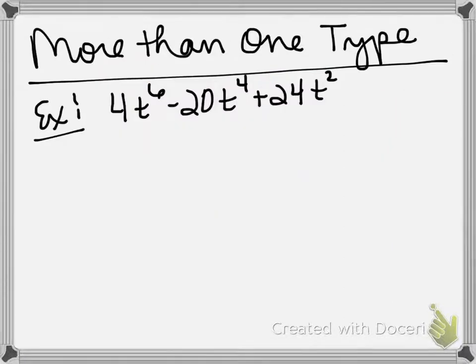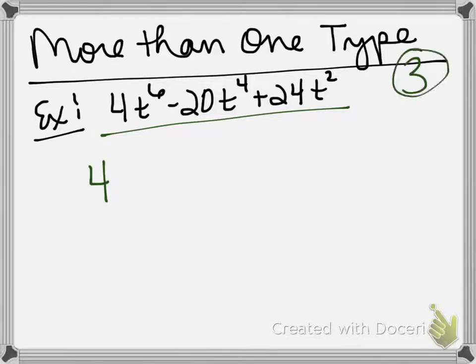Okay, sometimes you're going to have more than one type of thing happening, so the first thing I'm going to do is check for greatest common factor. All of my terms here are divisible by 4. I have 3 terms total. All of them have at least t squared. So I'm going to start off by finding the greatest common factor and factoring that out.